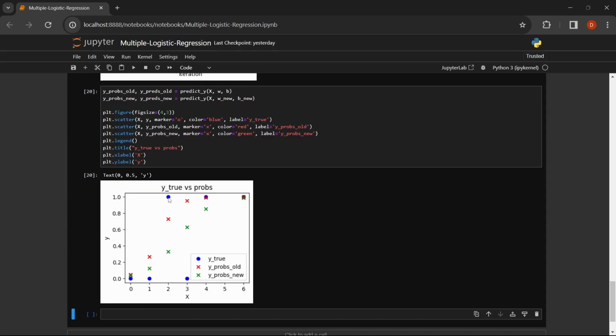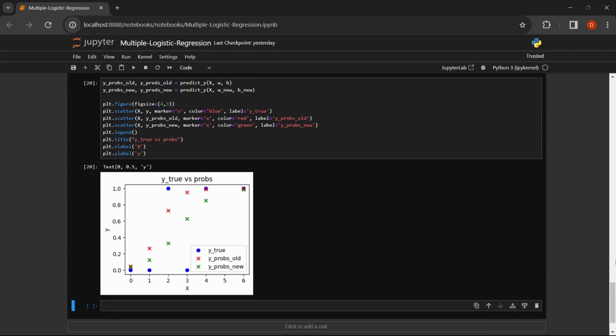Alright, so in this graph, the blue dots represent the true y values, and the x's represent the predicted y probabilities, where the red x's are the probabilities before gradient descent, and the green x's are after gradient descent. And notice how in the old probabilities, the red x's were tending to be a little too high, and after gradient descent, they kind of leveled off to have a clean break in between all of our data. Alright, so it looks like our gradient descent algorithm worked pretty well with one x feature, but let's now try out multiple x features, and that'll lead us into multiple logistic regression.